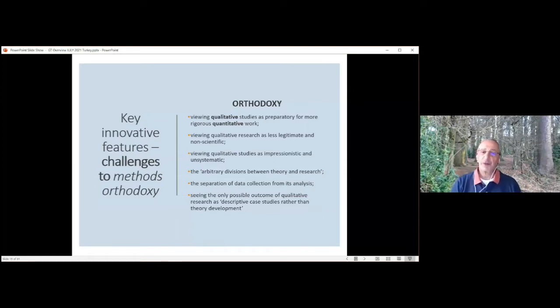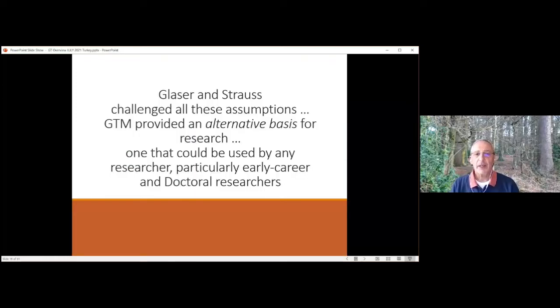There was this division between theory and research. Theory was the stuff that was already out there, and you as a research student were there to play around with certain parts of it. You went off and collected your data and then did all your analysis. They were two separate activities, one after the other. And you were unlikely to develop theory. So Glaser and Strauss challenged all of those points on that slide, and what they wanted to do was to offer an alternative basis.